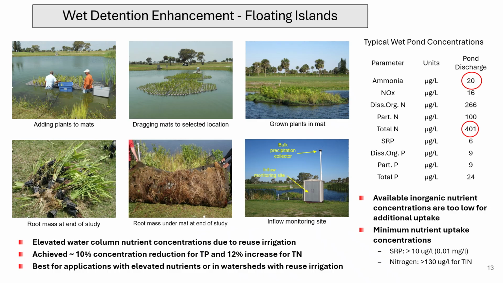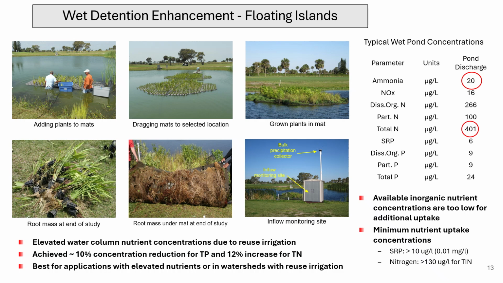To enhance the nutrient removal capabilities of wet detention systems, floating wetlands, also known as floating islands, can be effectively employed. This process involves growing plants directly on specialized mats, which are then strategically deployed and maneuvered to selected locations within the water body. Over time, these plants develop a substantial root mass beneath the mat, which is key for nutrient assimilation.